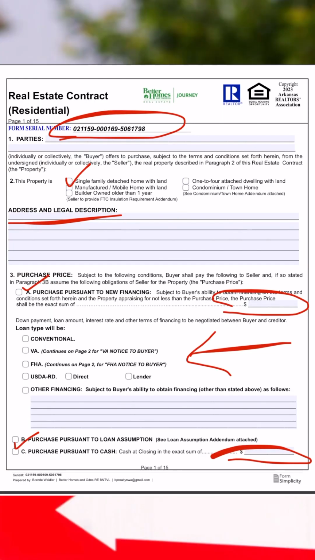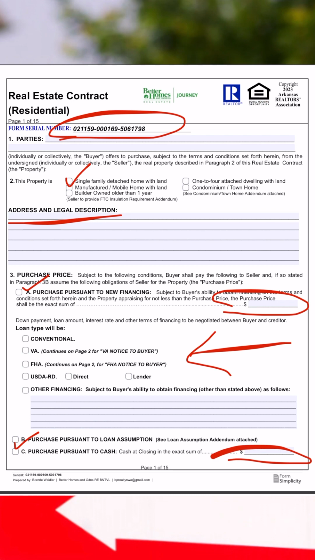The real estate contract is going to be the most important legal form that you will receive in your real estate transaction. So let's get started. The very top of page 1 is a serial number. And just like with your listing agreement that you signed when you put your house on the market, this serial number is very important because any subsequent addendum or additional legal form will tie back to this serial number.